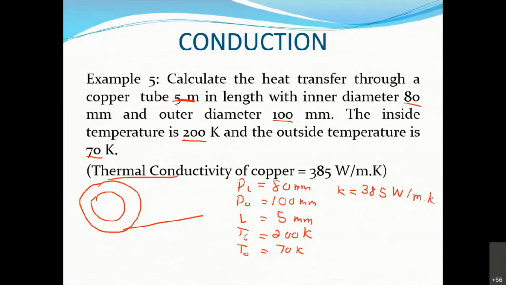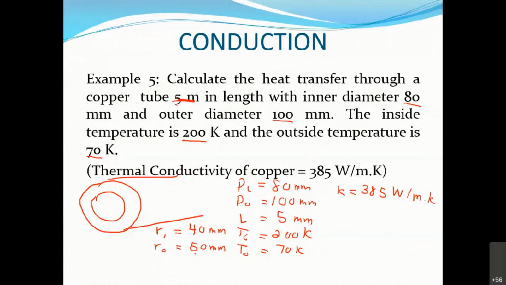But if you look at the equation, we will need to find the value of Ro and Ri. So Ri is just di divided by 2, so it is 40 mm. And the value of Ro is equal to 50 mm. Okay. So these are all the information that you have.